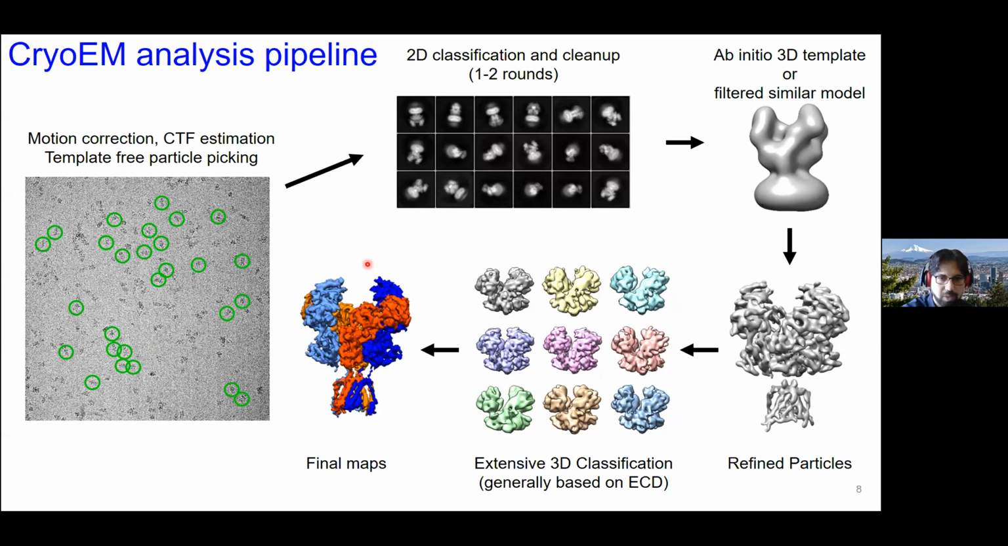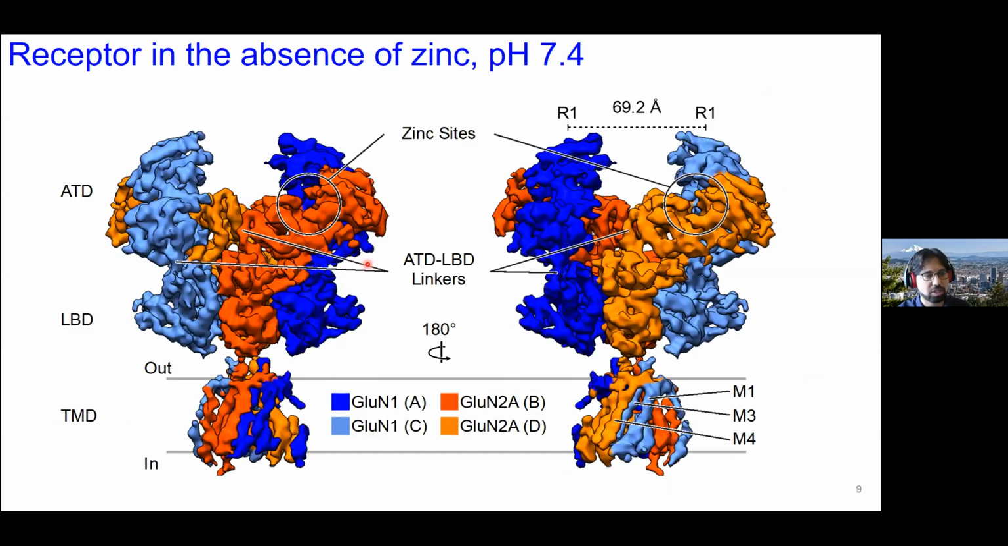Okay, so the first structure that we obtained was for the receptor in the absence of zinc at pH 7.4. The receptor looks pretty typical for NMDA receptors. We still have the amino terminal domain here on top. We have the ligand binding domain here in the middle, and the transmembrane domain that was embedded in the detergent micelle. And we also noticed the conformation of the amino terminal domain.